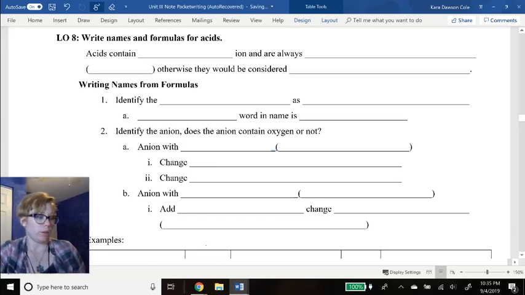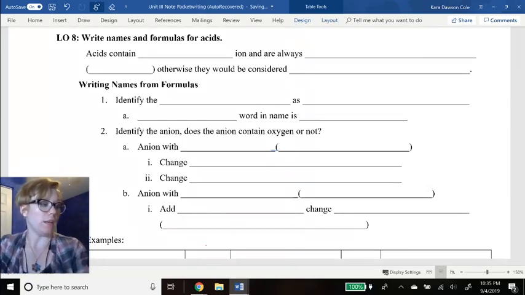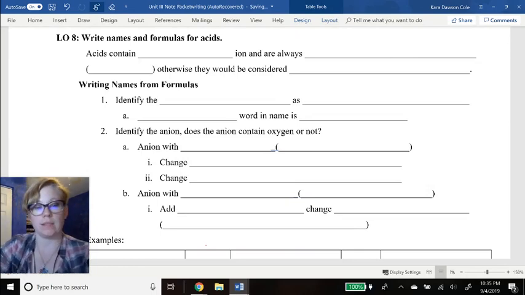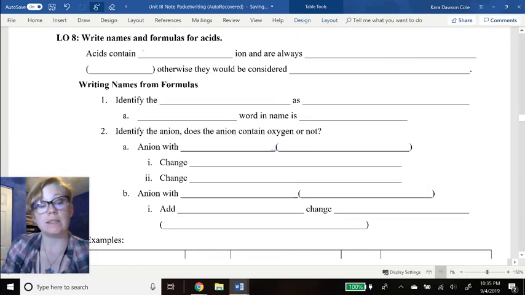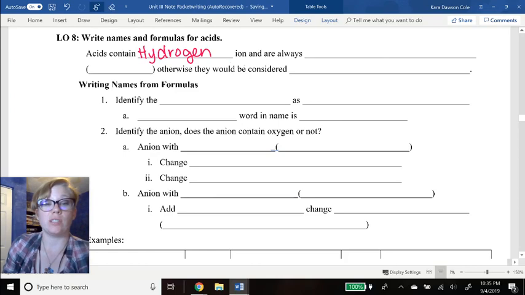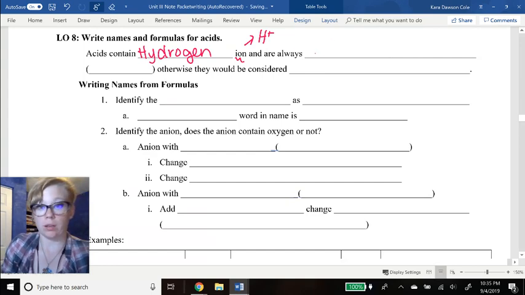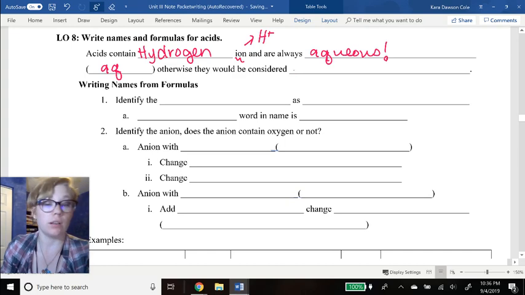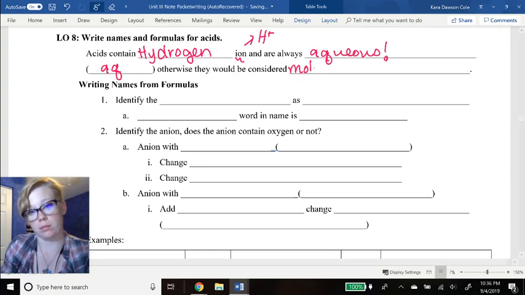All right, so we are on learning objective 8, which is to write names and formulas for acids. Acids contain hydrogen, and it's the hydrogen ion, so the ion of hydrogen, which is H+. These guys are always aqueous, and the abbreviation for aqueous is (aq) in parentheses. Otherwise, they are considered molecular compounds.